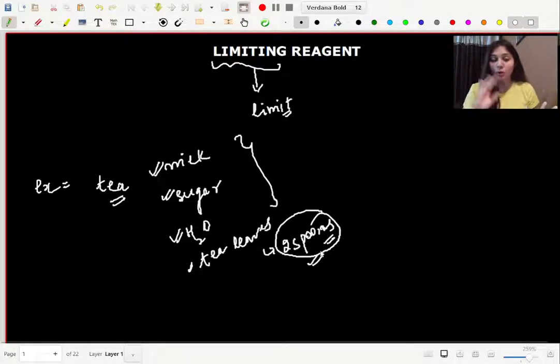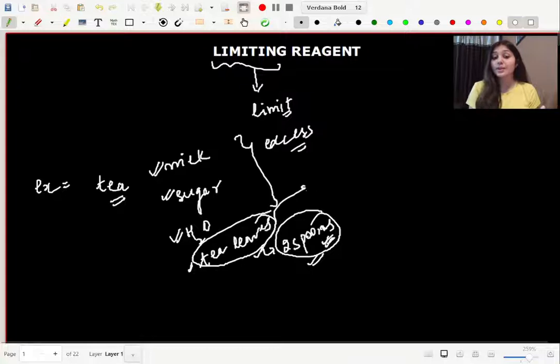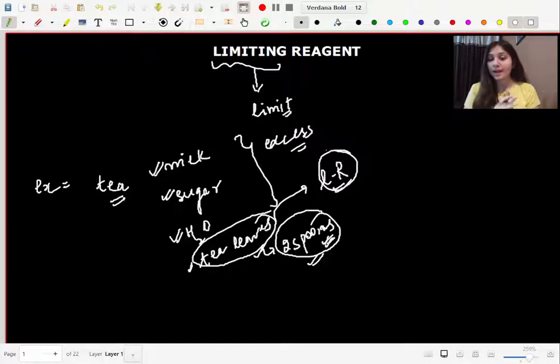So all these three ingredients which are present in excess with me are called excess reagents, and they're not even required, because whether they are present or not, the only amount of tea I can make is determined by these 2 spoons. So in this case, tea leaves is the limiting reagent, because this small quantity of tea leaves limits my tea formation, and I cannot make tea to my full extent, which means a large quantity of tea.